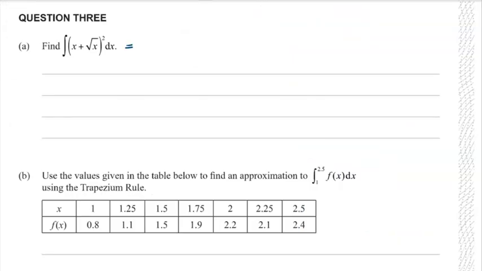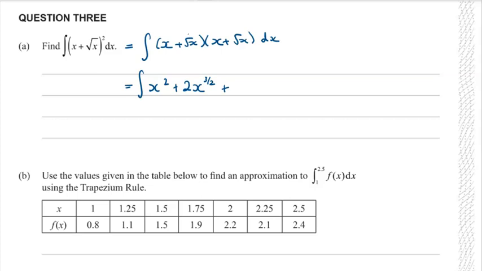Back to our achieved questions with 3a. So I'm going to multiply out that bracket first, so it's x plus root x times x plus root x. So that'll be equal to the integral of x squared plus 2. Now, it's this root x times x thing, so that's x to the power of 1 times x to the power of a half. So that'll be x to the power of 1.5, or 3 over 2. And then the root of x times the root of x is just x.